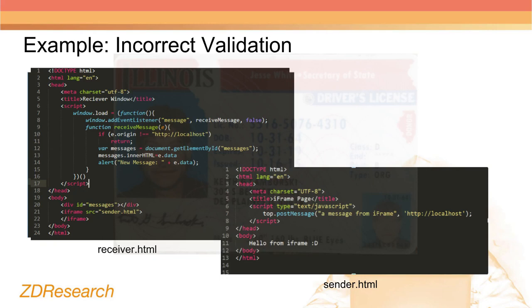So this is how cross-window messaging generally works, and how improper validation and a wide set of origins can result in different types of vulnerabilities and different exploits, the most likely one of which is an XSS vulnerability.